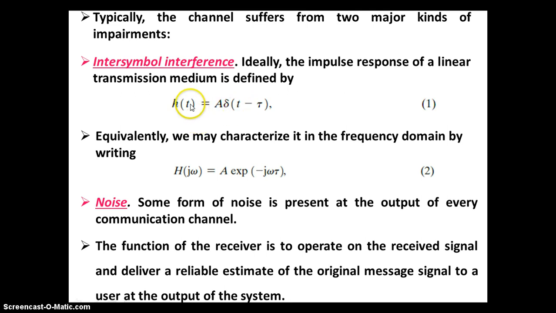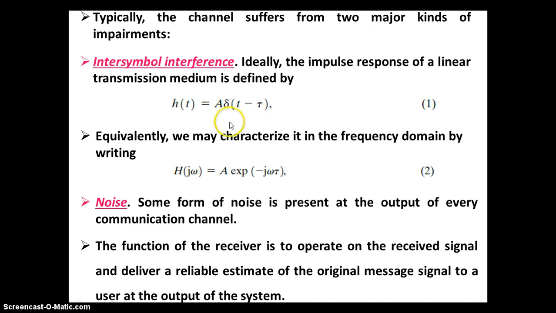In this first equation, h of t equals A delta of t minus tau, t denotes the continuous time, and h of t designates the impulse response of the linear transmission medium. Capital A is an amplitude scaling factor, and delta of t is a Dirac delta function, or simply the unit impulse function. Tau denotes the propagation delay incurred in the course of transmitting the signal over the channel. This is equation 1, the time domain description of an ideal transmission medium.